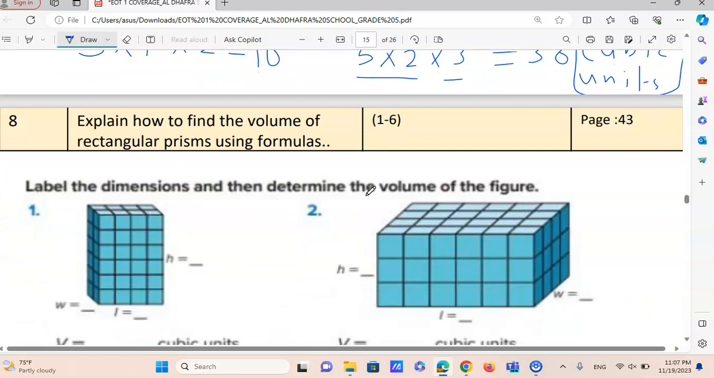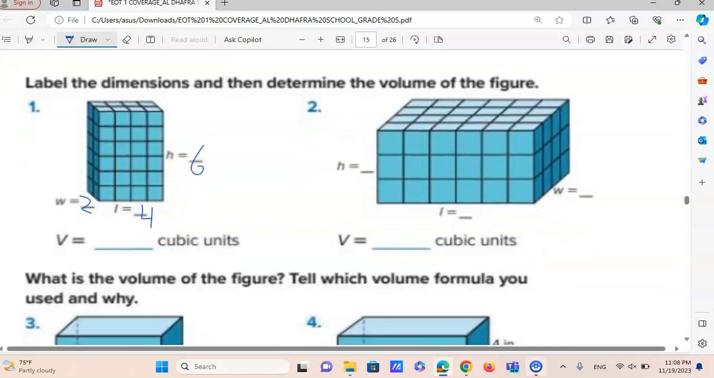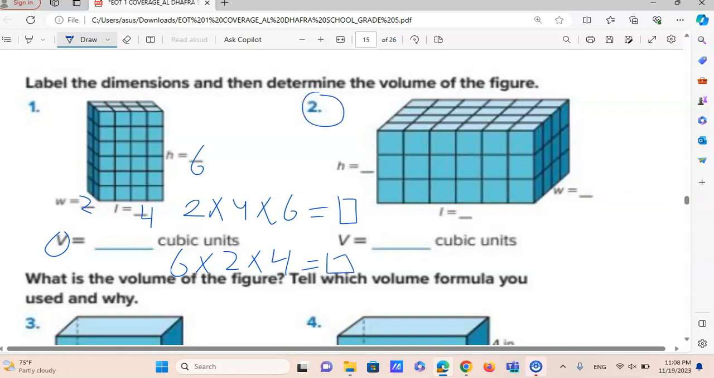Here you can use the same, but first you need to label the 3 dimensions. What's the length here? 4. What's the width? 2. What's the height? 6. So multiply them and determine the volume. You can say 2 times 4 times 6 in any order. You can say in another order 6 times 2 times 4. The answer will be the same. Okay, and you can do the same with number 2.